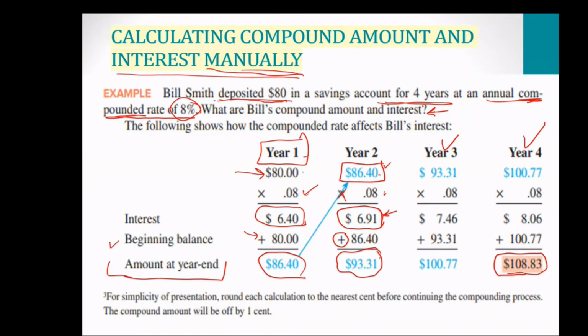So what is the interest? What's the benefit? I'll subtract 108.83 minus the initial value, principal $80. I get the profit. This is if I calculate it manually, by using the simple interest method to calculate compounded interest. This is actually no need to use.